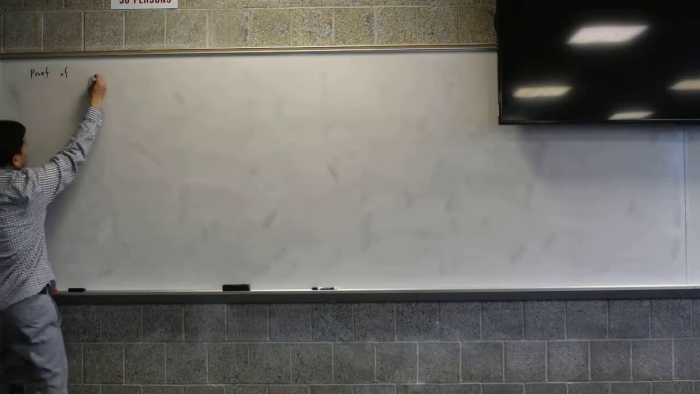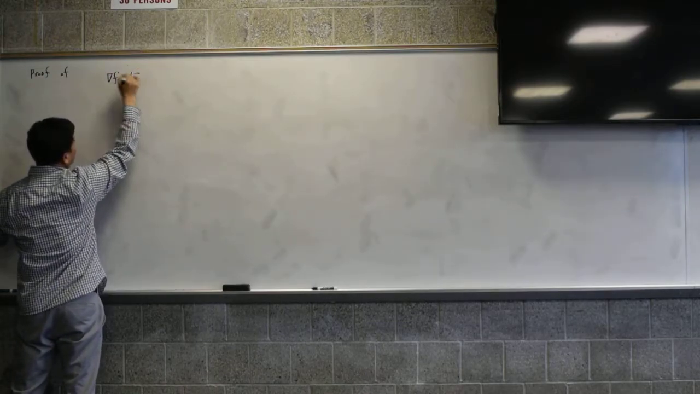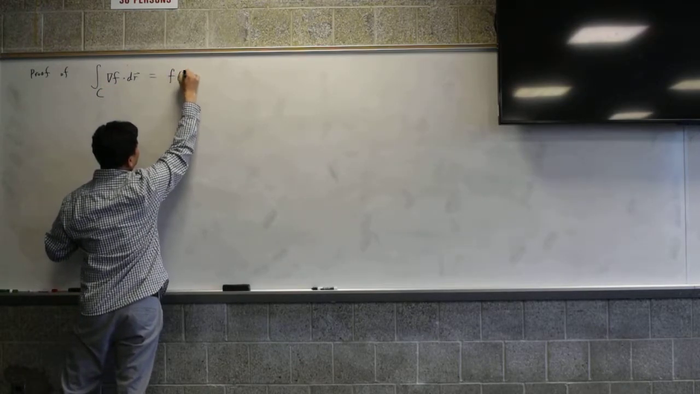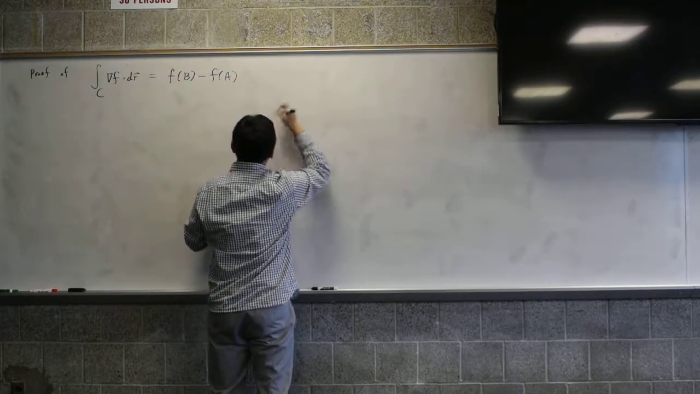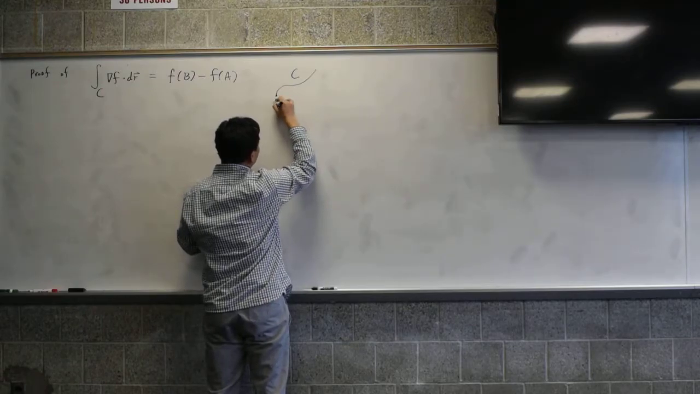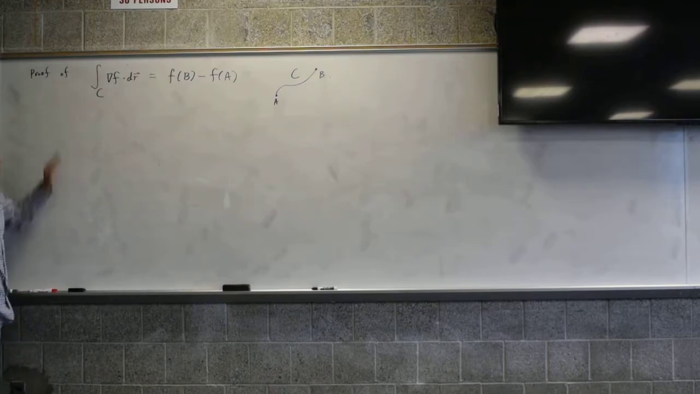All right, so proof of path independence. What we are assuming is that here's your curve C, the beginning point is A, and your final point is B. And I want to prove this. Now let's see how it's proved.